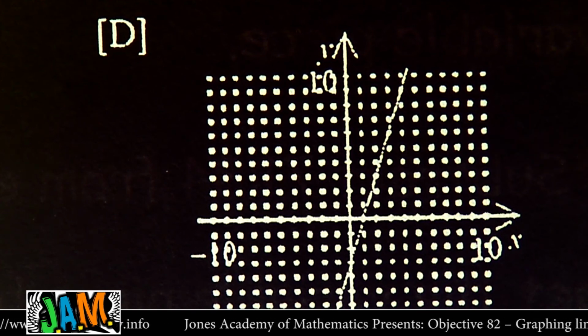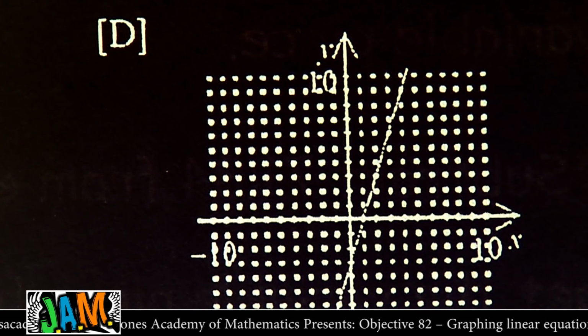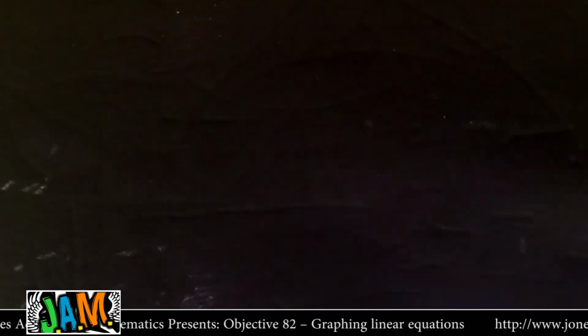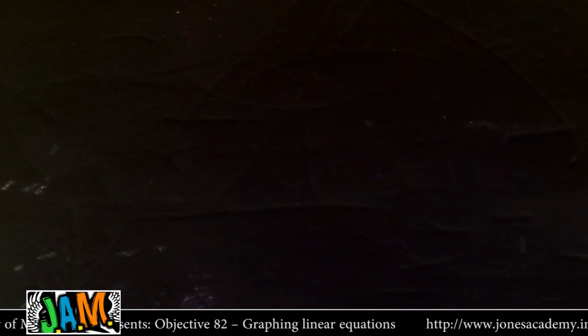All right, it's objective 82. Just a basic good refresher. Do remember, though, if somebody throws a line at you that says x equals 2, it's vertical. If they throw something at you that says y equals 5, it's horizontal.